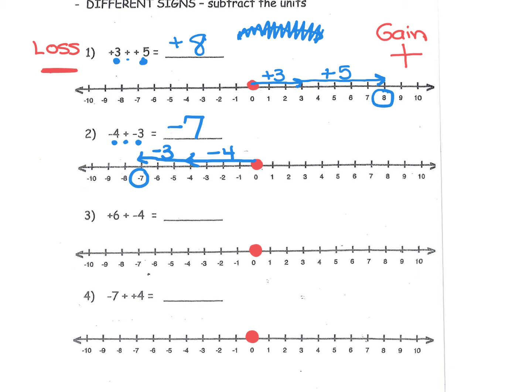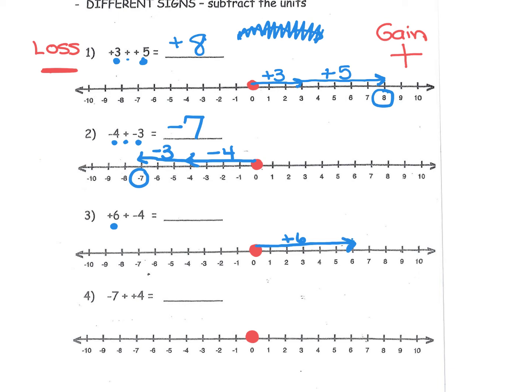So far, it's pretty easy. However, sometimes we have to mix loss and gain, like in problem number 3. First, we start with a gain of 6. So let's begin at 0 and move 6 to the right. 1, 2, 3, 4, 5, 6. This vector is positive 6.